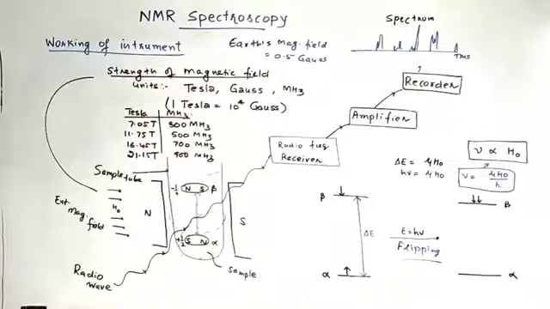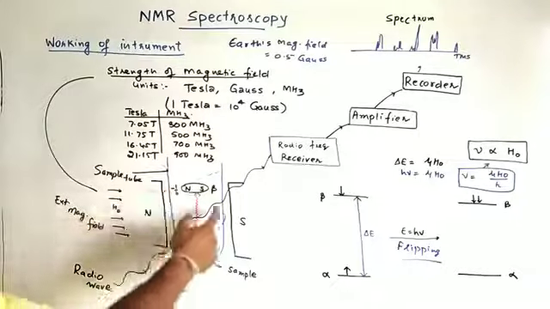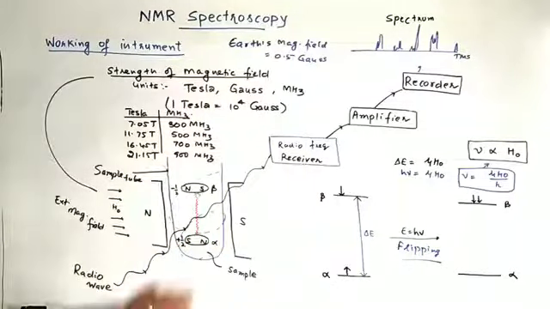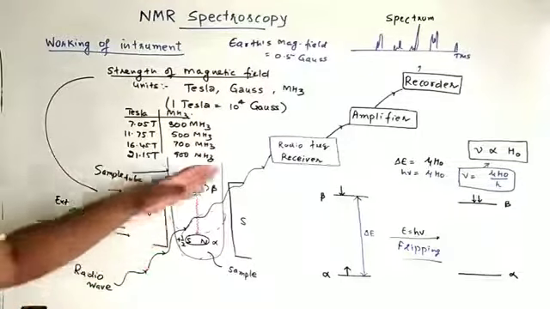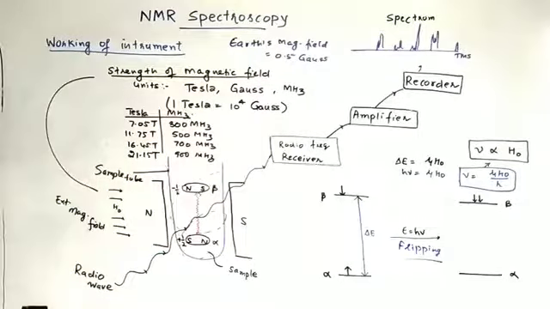When flipping takes place, a small amount of current is generated in the wire around this tube. This sample tube is surrounded by a thin wire. Whenever flipping takes place, a small current is generated. That current is received by the receiver, amplified by the amplifier, then goes to the recorder, and we get a peak. For any one single flipping, we get one peak in the NMR spectrum.